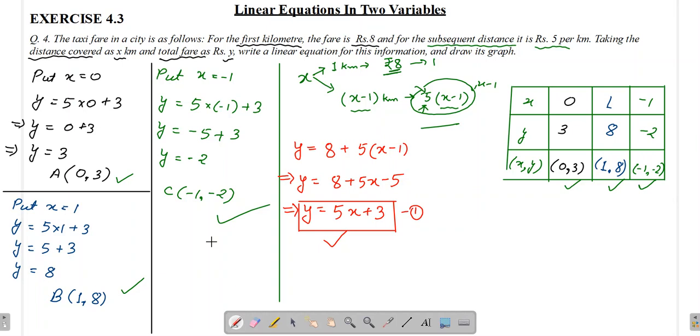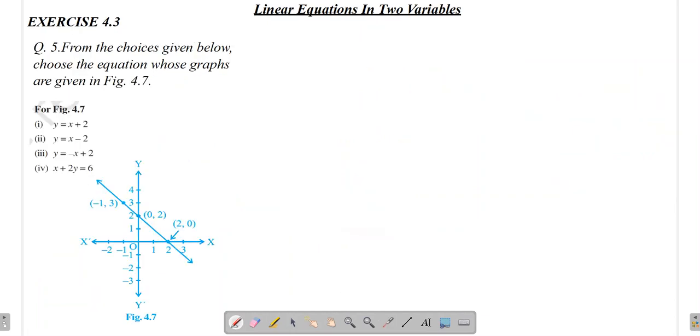Now moving on to the next question, we will have one more example question over here. Again from exercise 4.3, question number 5. Question number 5 has 2 different parts. I have taken the second part. It shows 2 different figures also, and I have taken only one. So the question number 5 says, from the choices given below, choose the equation whose graph are given in figure 4.6 and 4.7. I have taken only figure 4.7. 4.6 is for your practice.